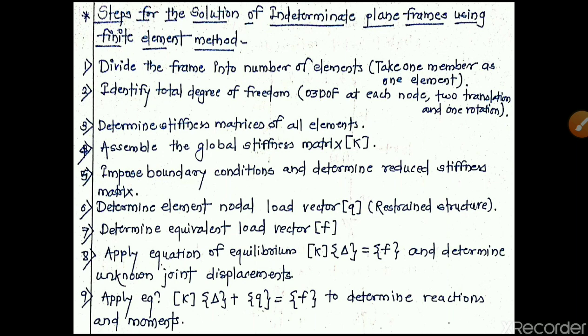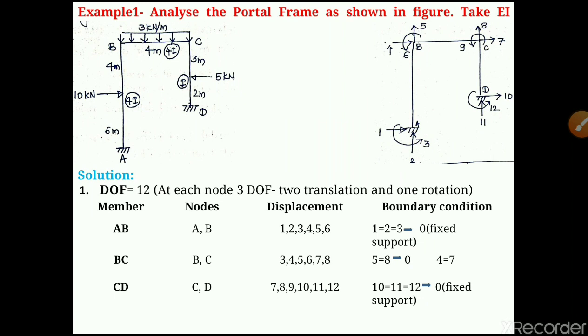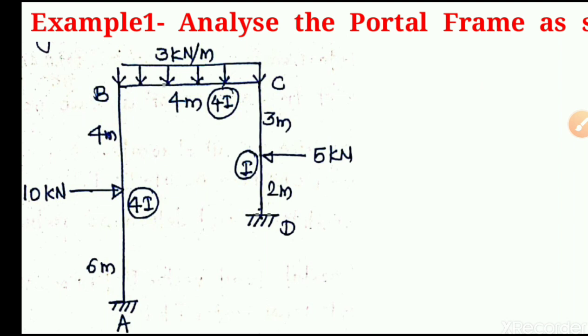Now we'll solve the problem according to the steps. So here this is the first example. Analyze the portal frame as shown in figure. Take EI constant. So this problem is given here. Here as you can see, this is the frame ABCD. That is AB and CD are the column and BC is the beam member.